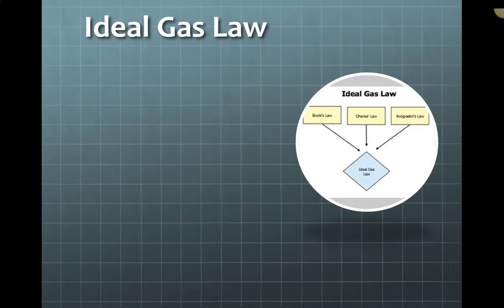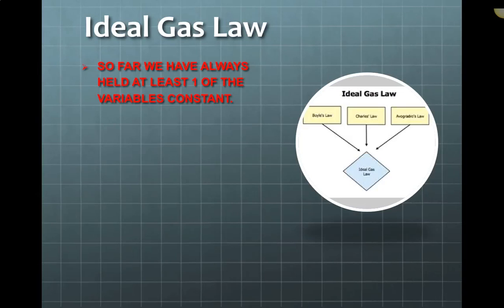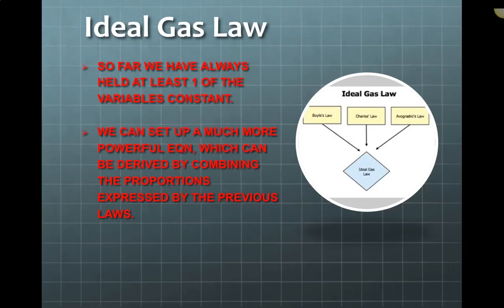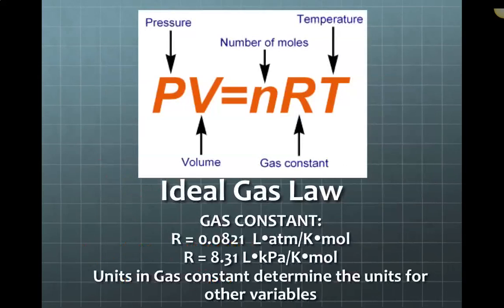That brings us to the ideal gas law. The ideal gas law will actually allow us to calculate an unknown without having to change any of the conditions, which is pretty powerful. Now you're going to see the same variables in the ideal gas law that we saw in the other formulas. You're going to have pressure, you're going to have volume, you're going to have moles, and you're going to have temperature. But what we're going to add now is a universal gas constant.